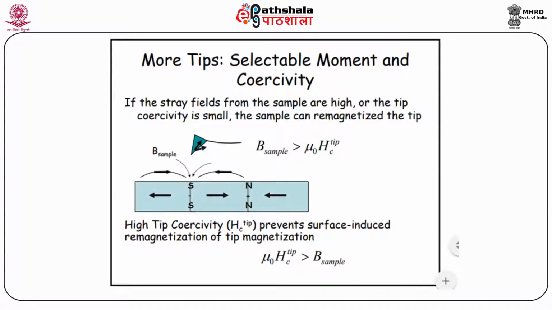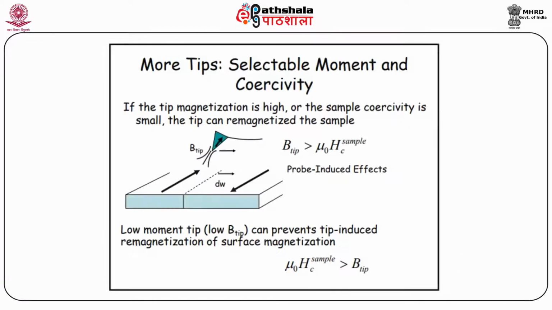If the stray fields from the sample are high or the tip coercivity is small, the sample can re-magnetize the tip, which has been shown here. High tip coercivity prevents surface-induced remagnetization of the tip magnetization. It has been shown by a relation here. If the tip magnetization is high or the sample coercivity is small, the tip can remagnetize the sample. It has been shown here in the diagram. A low moment tip can prevent tip-induced remagnetization of surface magnetization.